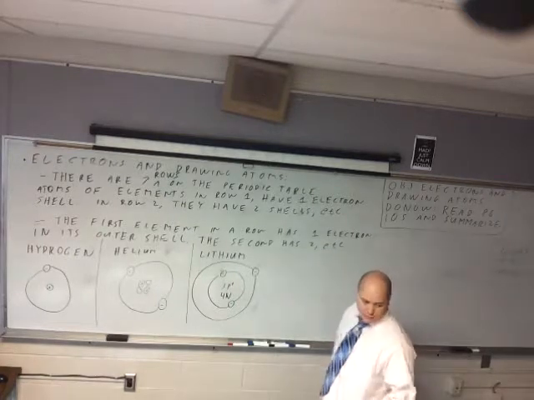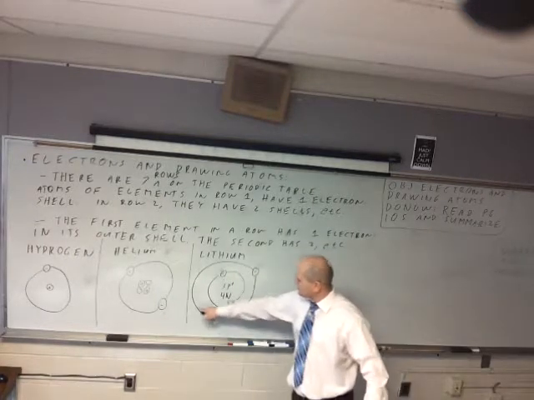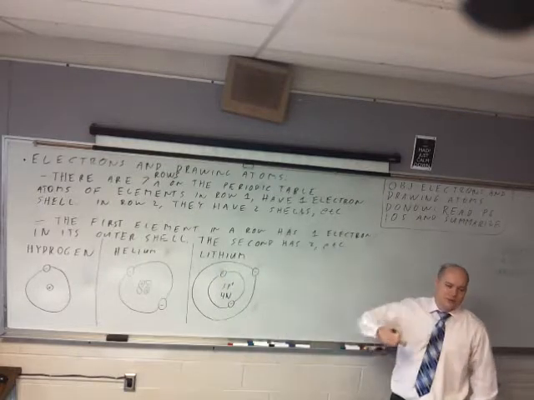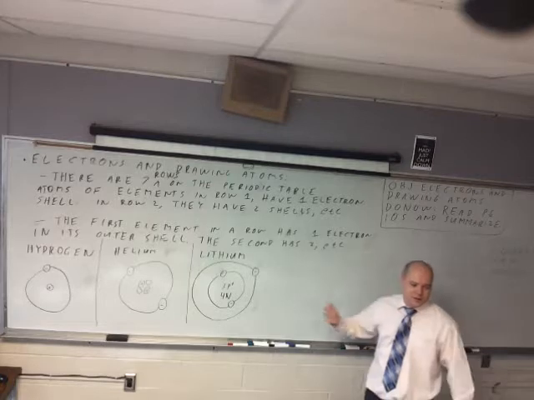The shell is like a circle. It's the path that the electron takes around the atom. It's just like if you draw a line for the Earth going around the sun. The line is just imaginary.